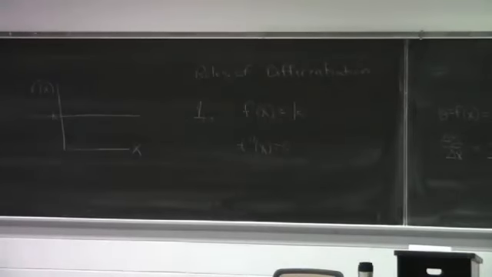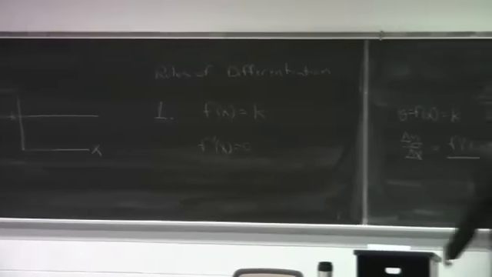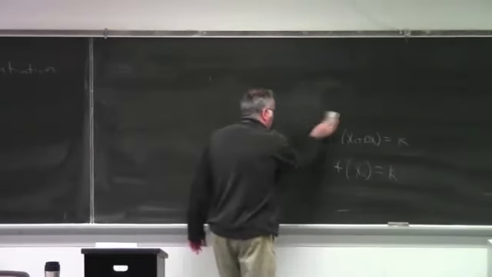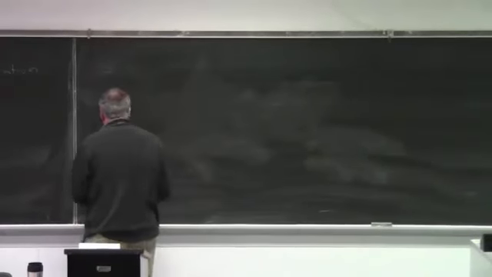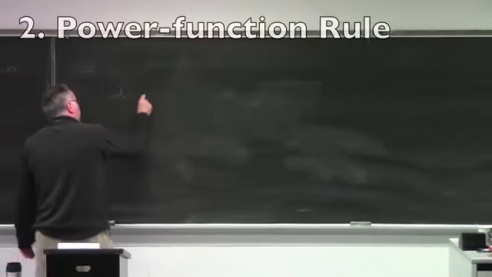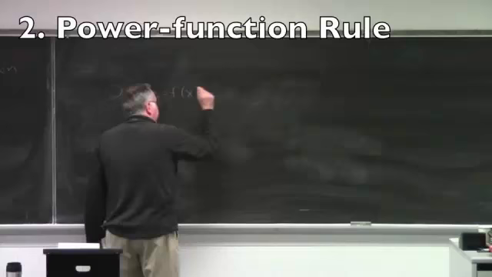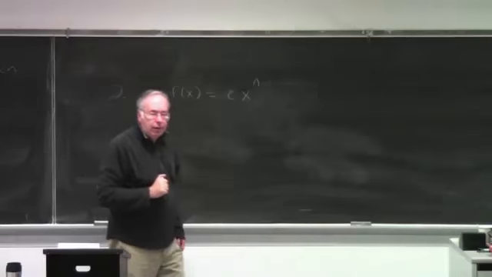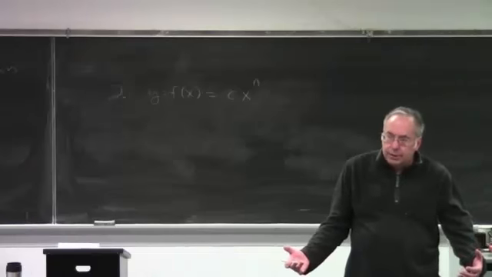Rule number 2. This is called the power function rule. Suppose you have y equals f of x equals c times x to the n power, where here c and n are parameters, okay?